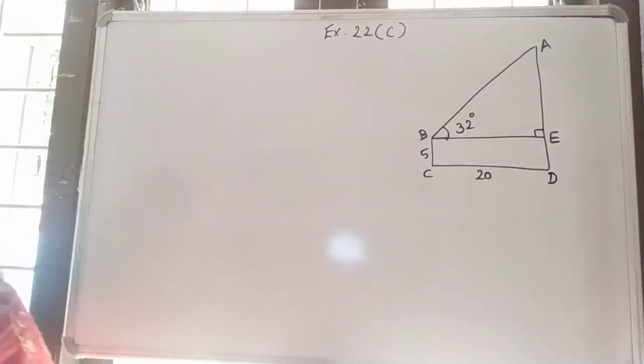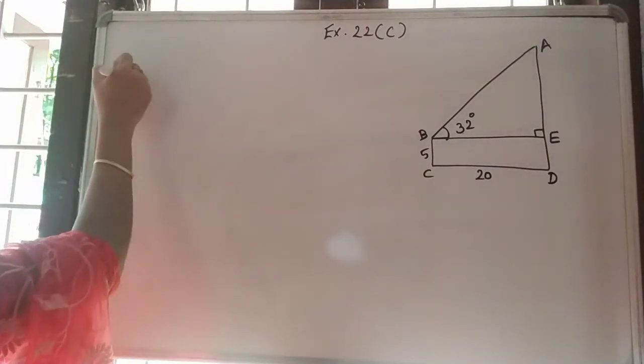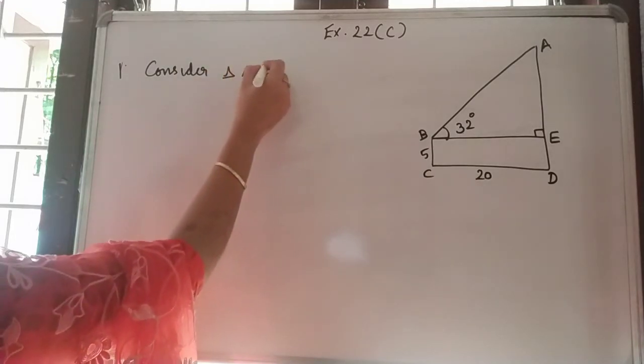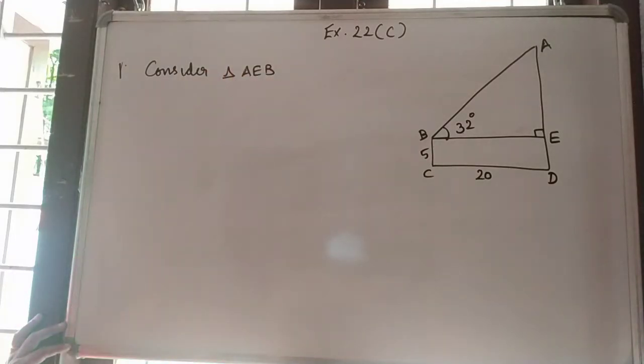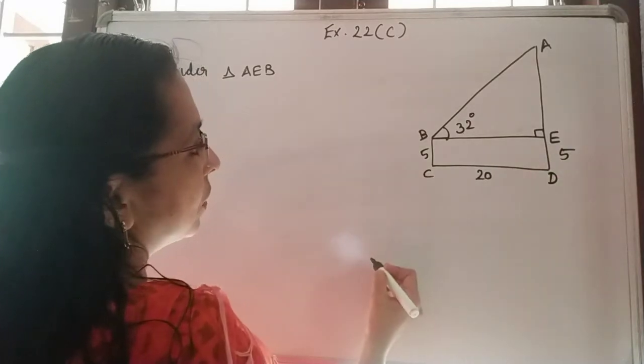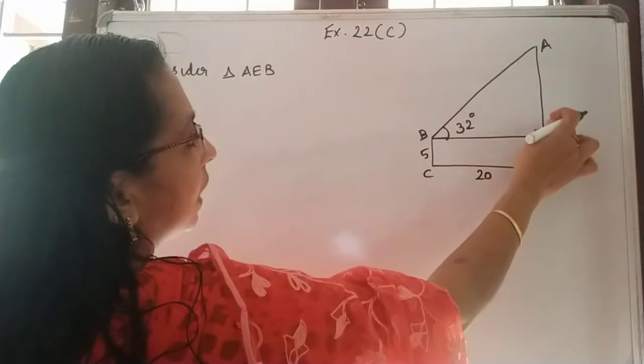So first question, find AD. Look at that figure. We have to find AD. So how can we find AD? Consider triangle AEB. Since BC is given as 5, DE also will be 5. So for finding AD, we need AE. So how can we find AE?